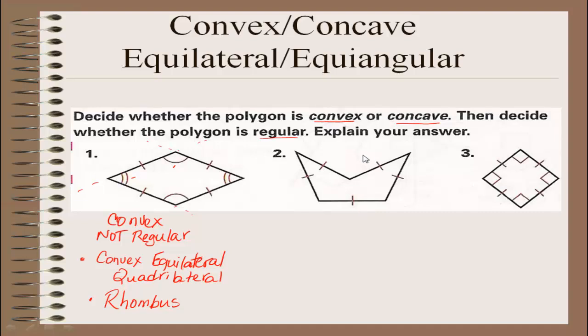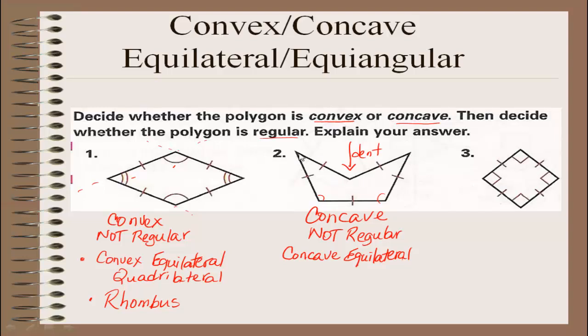For number 2 here, I have all sides are equal. First of all, is it convex or concave? Before I skip to that part, let's see if it's convex or concave. Well, notice I have a dent. That tells me this is concave. Okay? Concave. And is it regular? Not regular. Why not? Because I don't have any information on the angles. I don't know if they're congruent. Okay? So I can't say it's regular. I can say that this is a concave equilateral, and let's see how many sides. 1, 2, 3, 4, 5. Pentagon.